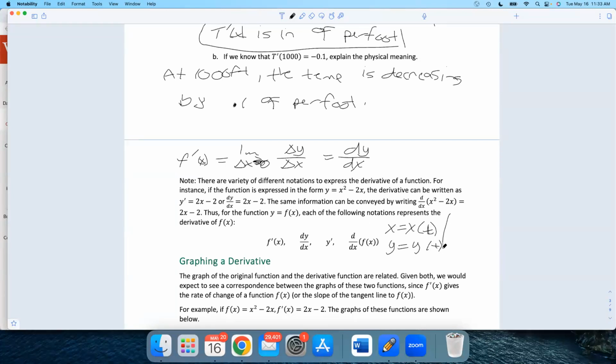Well, in a physics class, we take the derivative with respect to time so often that we've developed different notation for that. So instead of saying x prime of t in a physics class, you'll write x dot. And that means the derivative with respect to time. And similarly, y prime of t in a physics class, you'll call y dot. Dot always means derivative with respect to time.